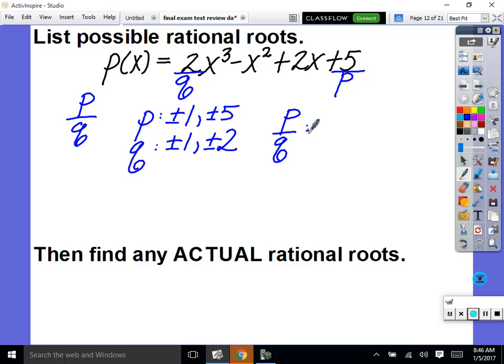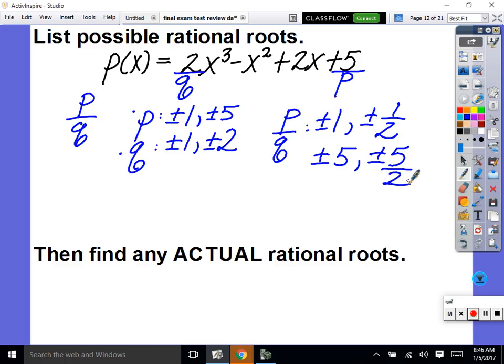So the possible rational roots will be all possible P's divided by Q's. So 1 up here divided by 1 down here is 1. Plus or minus 1 is a possible rational root. 1 divided by 2, so 1 over 2. So plus or minus a half is also a possible rational root. 5 divided by 1 is 5. Plus or minus 5 is a possible rational root. And plus or minus 5 divided by 2. So guys, these are the only possible rational solutions.